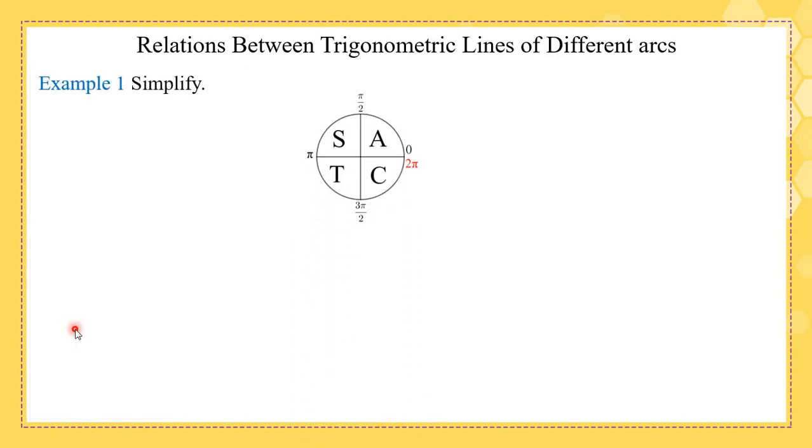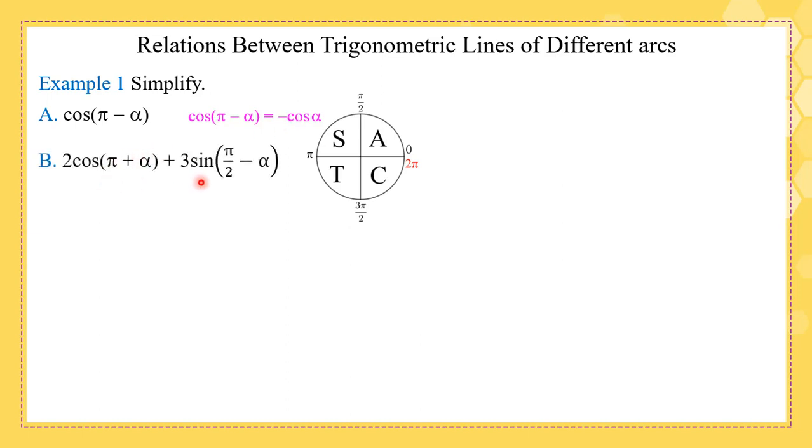Now let's see some examples. Simplify. Cosine of pi minus alpha. We go back to pi minus alpha. It's somewhere here. The cosine in this case is negative, so this becomes minus cosine alpha. Now this quantity, we simplify each term alone. Cosine of pi plus alpha. Pi plus alpha is somewhere here. The cosine is negative, so this becomes minus cosine alpha.